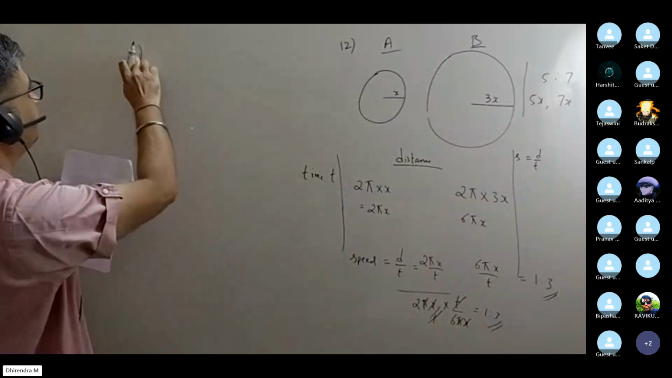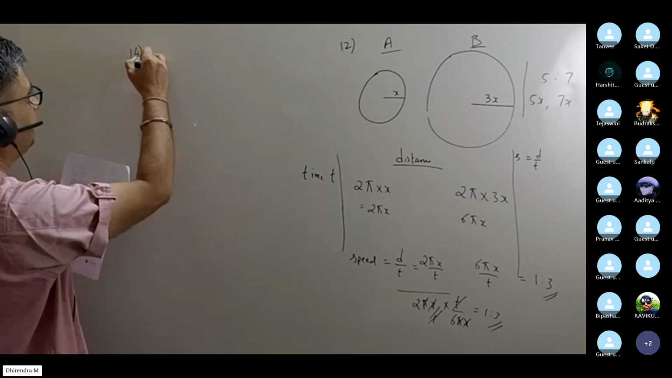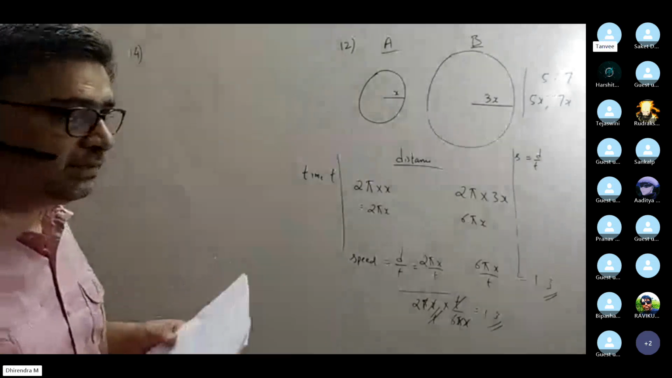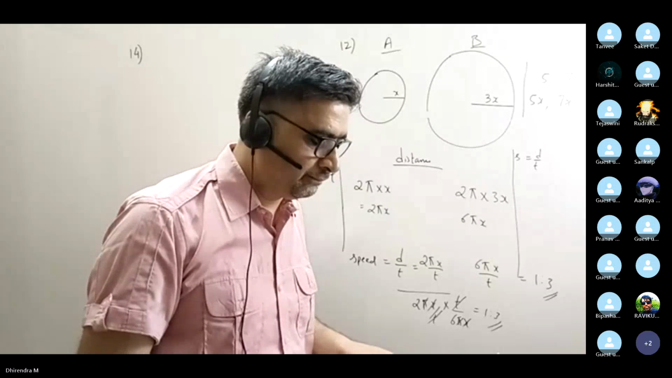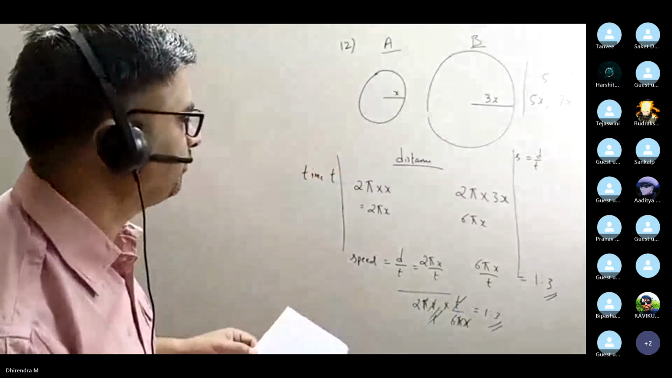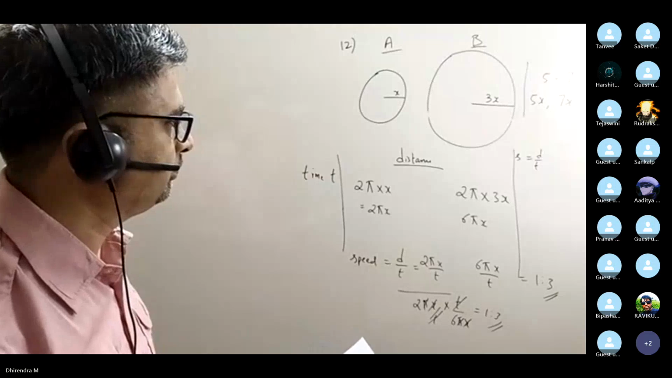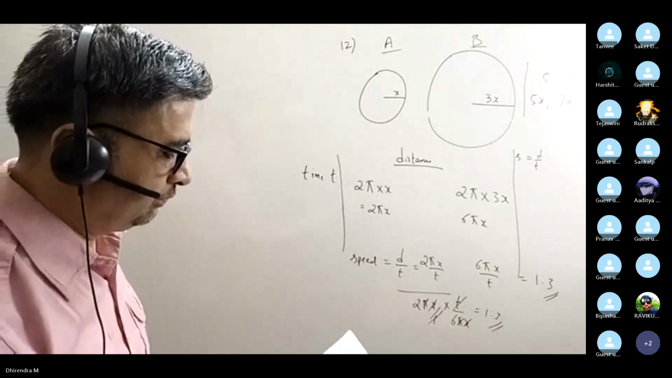Sir, I have a doubt. Question number 14. Sir, can you explain 13 to me? The circle. Go ahead, tell me. They gave the circumference of the circle in a 1:2 ratio. They told us to find the displacement. What should we do?